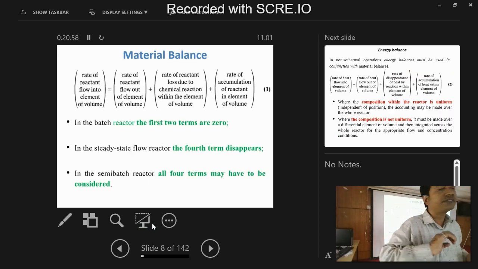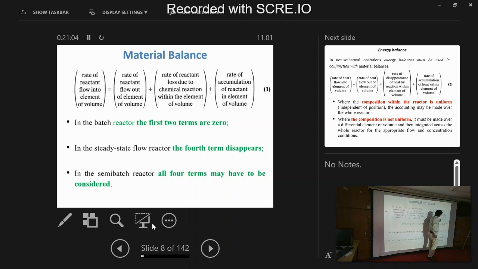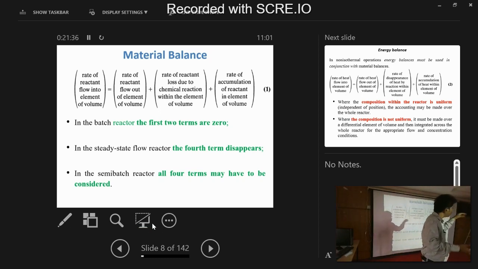Let us look at the equation. Rate of reactant flow into volume is equal to rate of reactant flow out plus rate of reaction loss plus rate of accumulation. It's a fundamental material balance equation. How do we remember this equation? Very simple. If I take a reactor, let us say I'm sending some reactant into the reactor. What I am sending, the rate of reactant flow in, should be equal to what the changes are in the reactor.